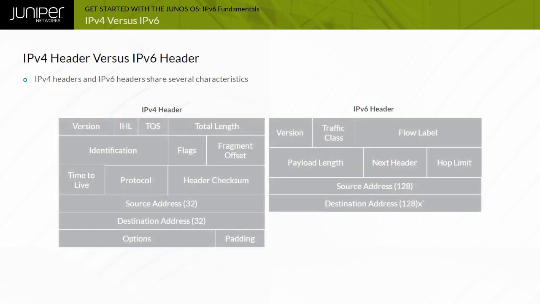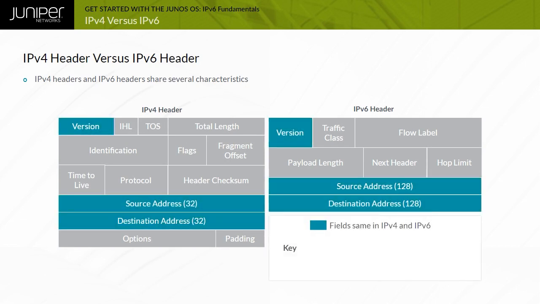IPv4 headers and IPv6 headers share several characteristics. For example, the version, source, and destination fields from IPv4 were carried over to IPv6. One of the biggest differences between an IPv4 packet and an IPv6 packet is that if IPv6 needs to fragment a packet, it uses extension headers to do so. Several fields from the IPv4 header were dropped in favor of a more streamlined, efficient header.